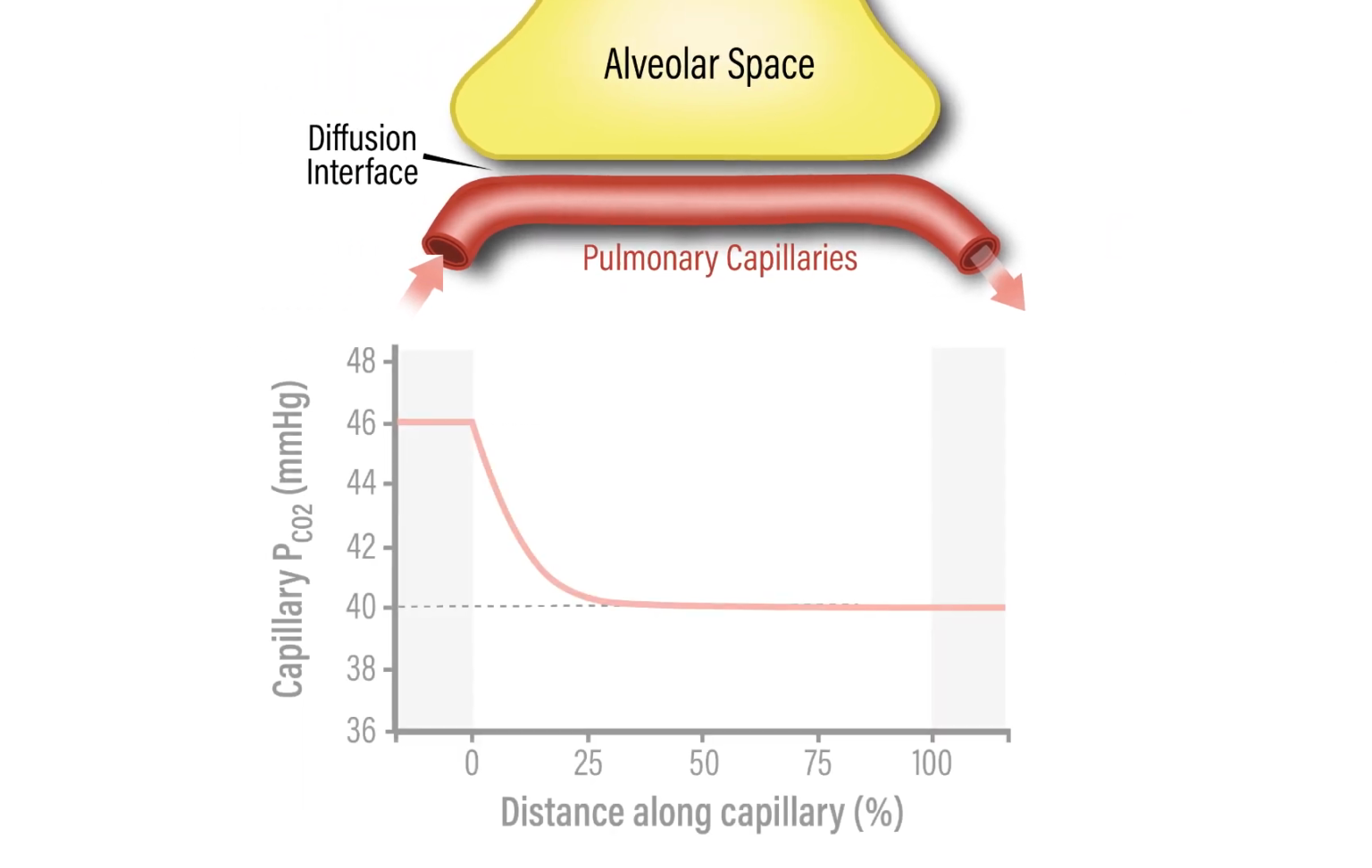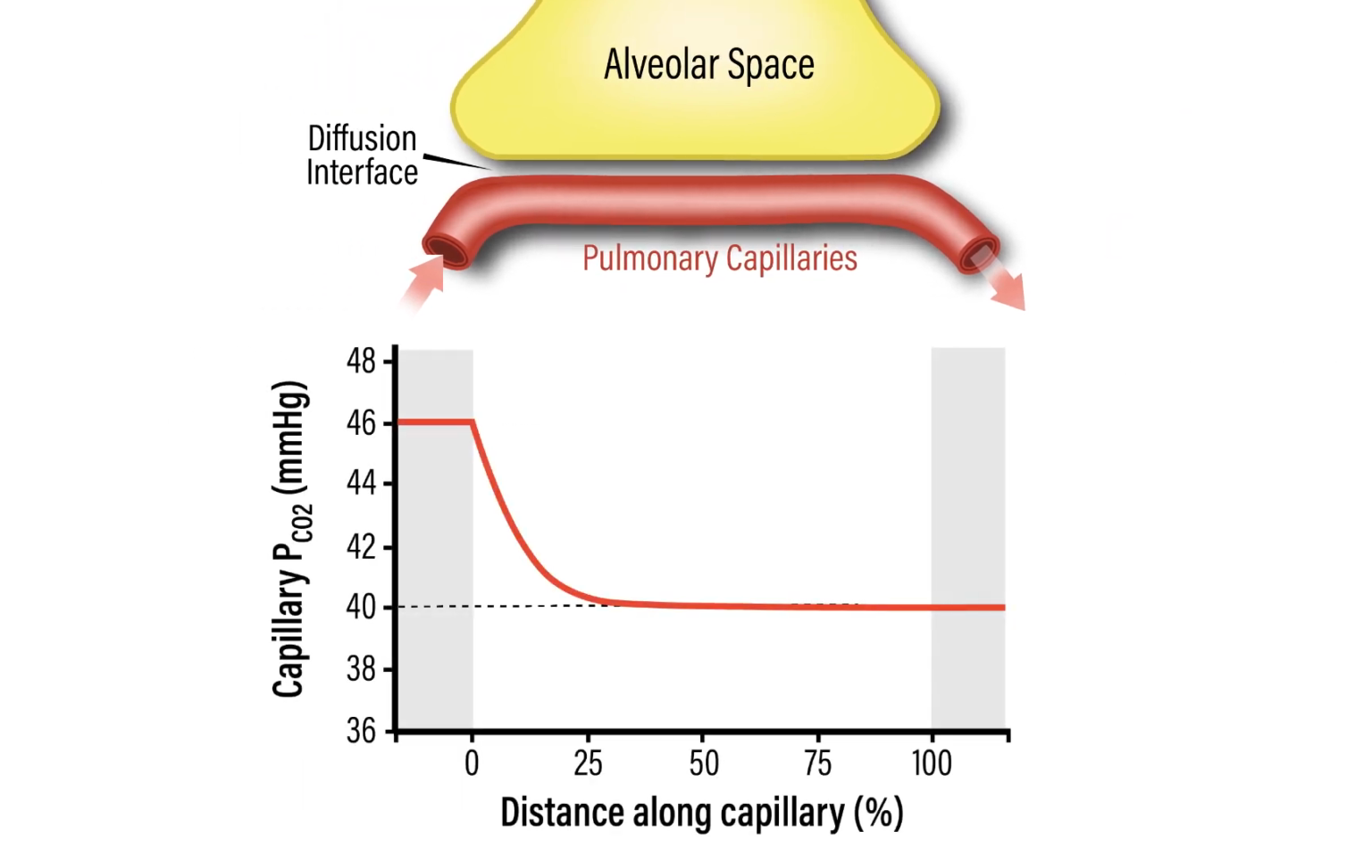Although the relationship for carbon dioxide is inverse to that of oxygen, meaning that carbon dioxide is being unloaded from the pulmonary blood, therefore the partial pressure is dropping along the length of the capillary, it has similar features to what we just described for oxygen. So the partial pressure of carbon dioxide in the pulmonary blood entering the diffusion interface is relatively high. It's 46 millimeters of mercury compared to the alveolar PCO2 of 40 millimeters of mercury. This favors the unloading of carbon dioxide.